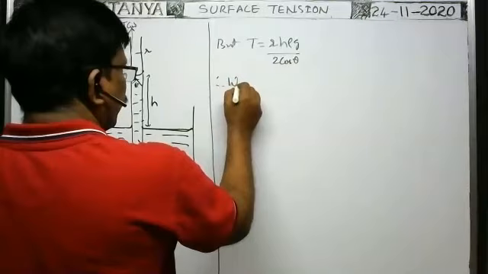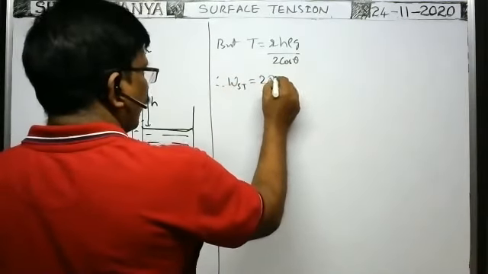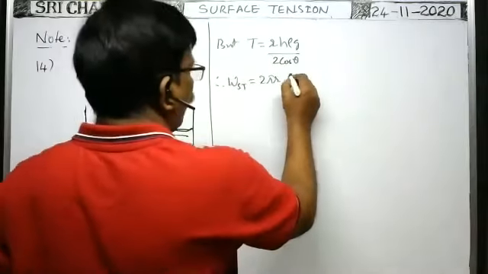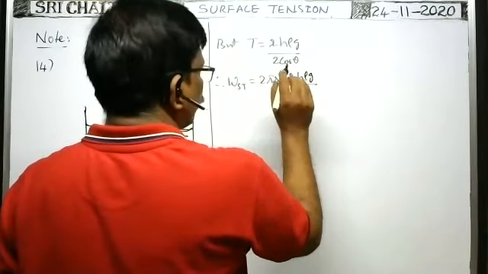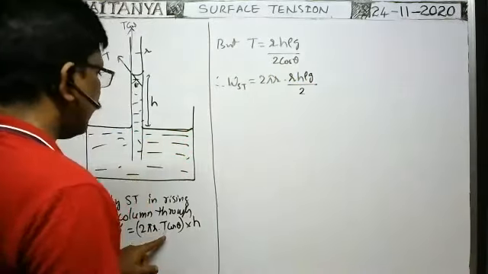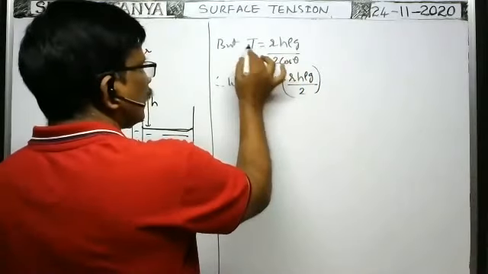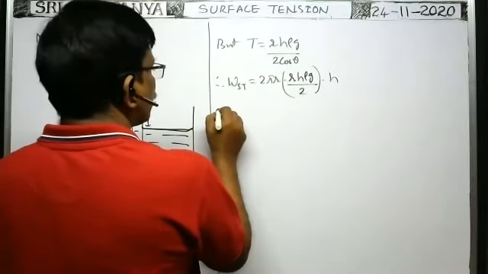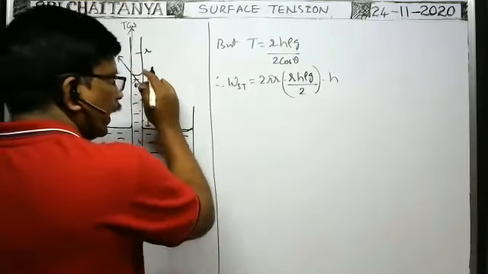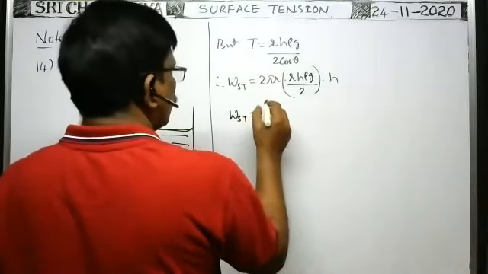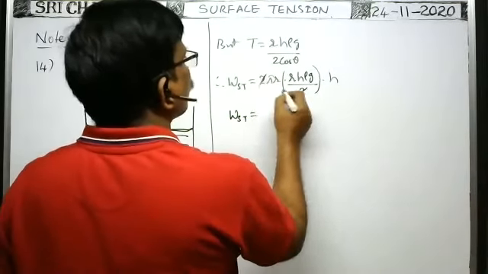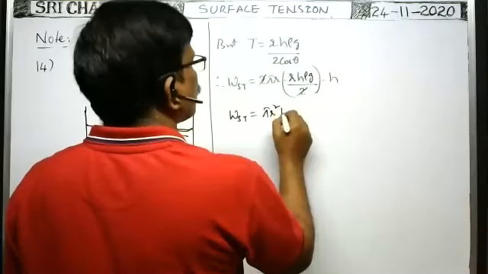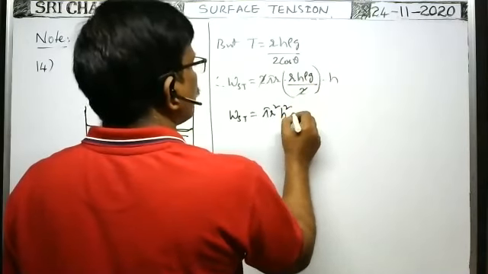Therefore, work done by surface tension is equal to 2 pi r into T cos theta, and T cos theta is equal to r h rho g by 2. Here, instead of T cos theta, I substituted this one, r h rho g by 2, into h. Therefore, the work done by surface tension in raising the liquid level through a height small h is equal to, here you see the 2 cancels, pi r into r gives pi r squared, h into h gives h squared, rho, and g, so rho into g.